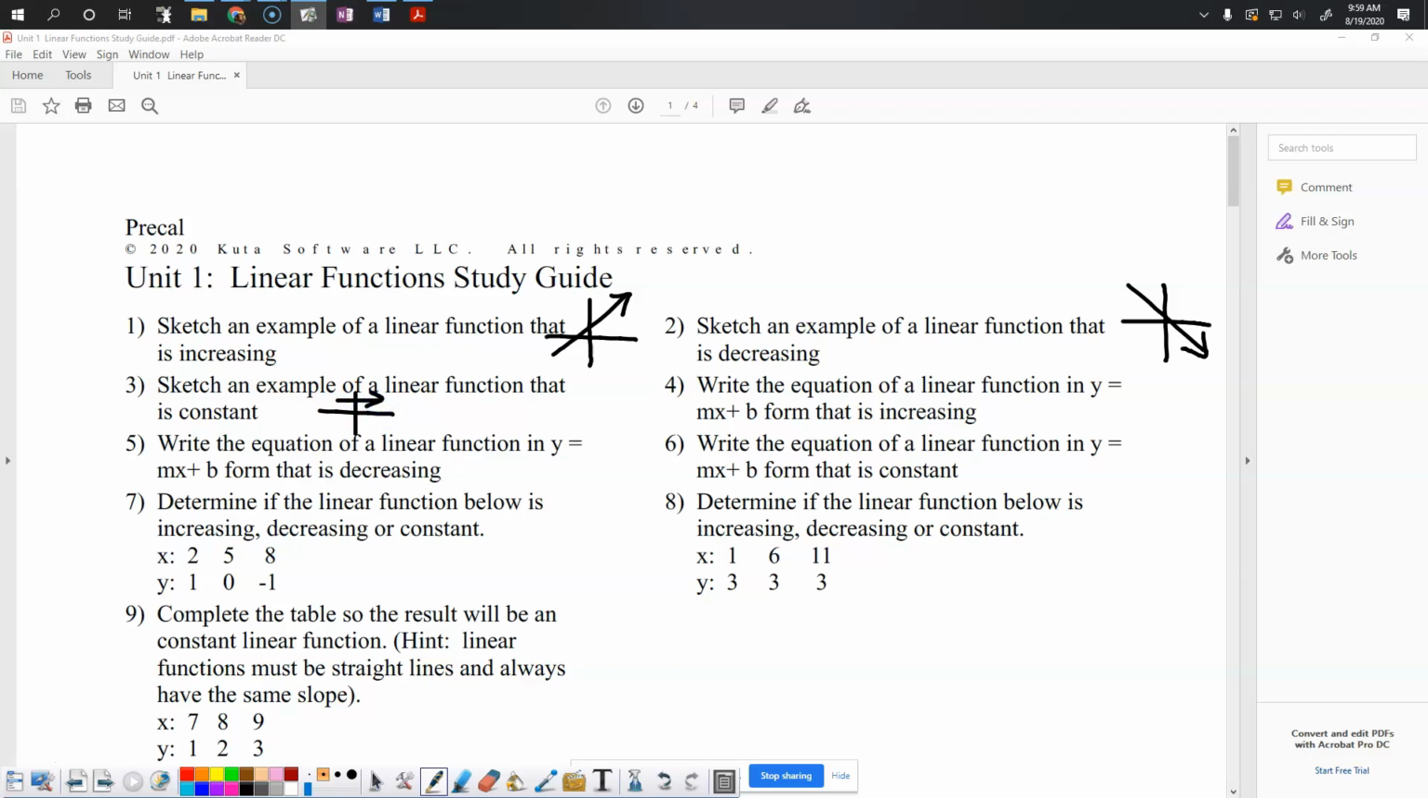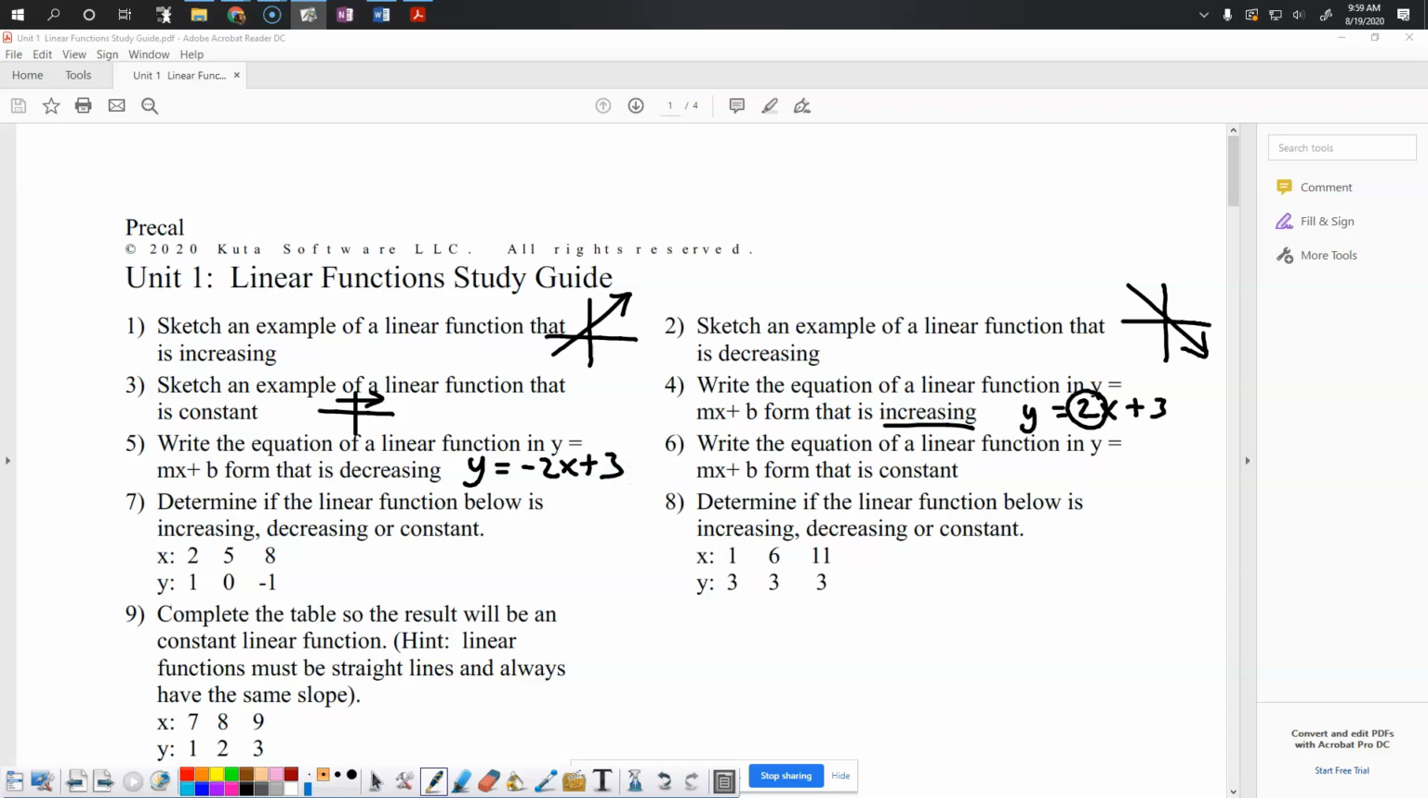Number 3, write the equation of a linear function so that it's increasing. What matters is the number you put right here. If you put a positive number, that's increasing. And so for number 5, we're asked to write the equation of a decreasing function. If I change that 2 into a negative, then it's decreasing.